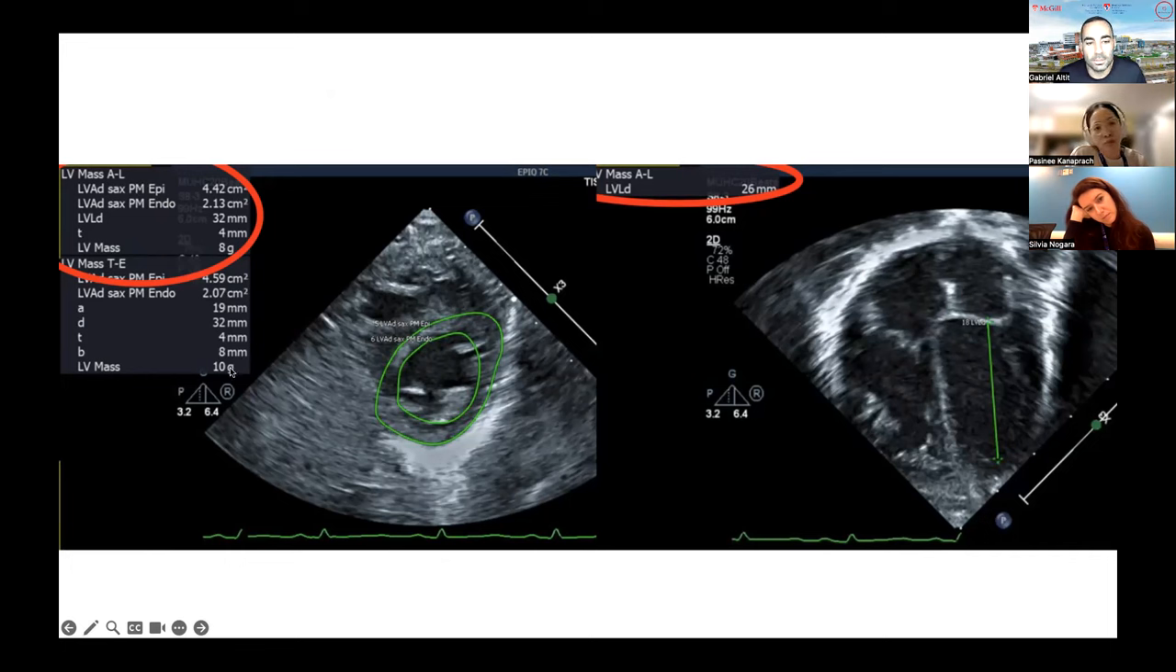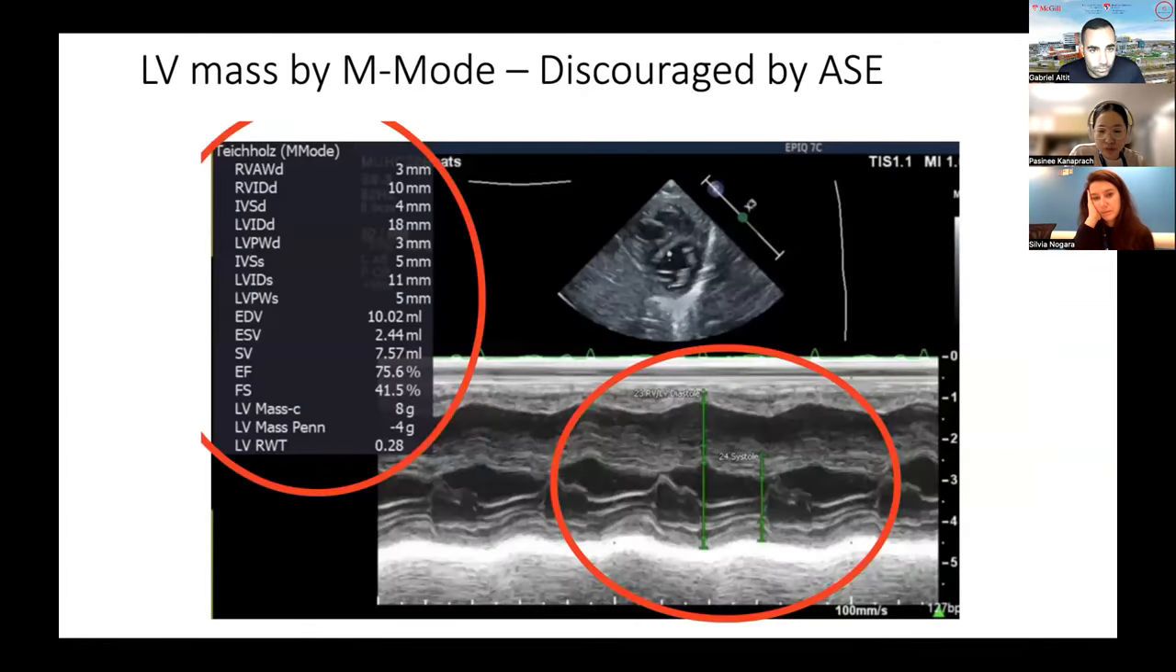It provides you an assessment of the mass. This is more for research, because one of the projects that we're doing is on steroids, so we're trying to see its impact on LV mass. So it's something that some of you may be using in your projects.